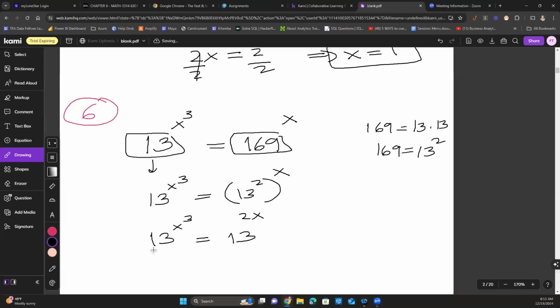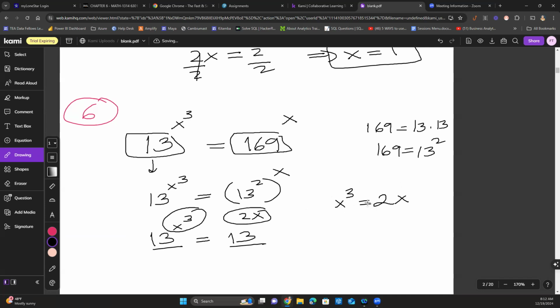So now I have an exponential equation where the bases are the same. Both of them have 13 and 13. This allows me to set the powers equal to each other. The power on the first side is x cubed, and the power on the right side is 2x. So now my duty is solving this equation I see on the board.